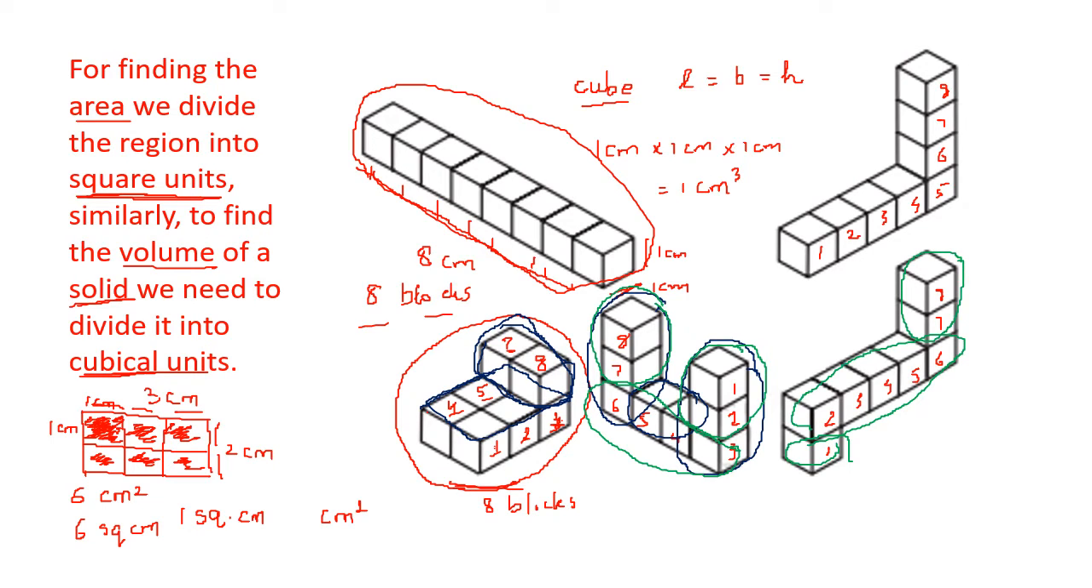But what do you observe? That it is made up of 8 cubical blocks. All in all the volume of these blocks will be 8 centimeter cube. Though the shapes are different, the volume in each case, the space occupied by 8 blocks, will remain 8 centimeter cube. So again, to find the volume we have to divide everything into cubical units.